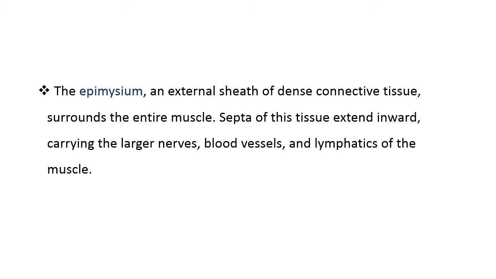What is the epimysium? The outer layer, the external sheath of dense connective tissue that surrounds the entire muscle. This is what surrounds the whole muscle from the outside, called the epimysium. From the epimysium, septa of this tissue extend inward into the muscle, carrying the larger nerves, blood vessels, and the lymphatics of the muscle. So this external sheath is the epimysium.